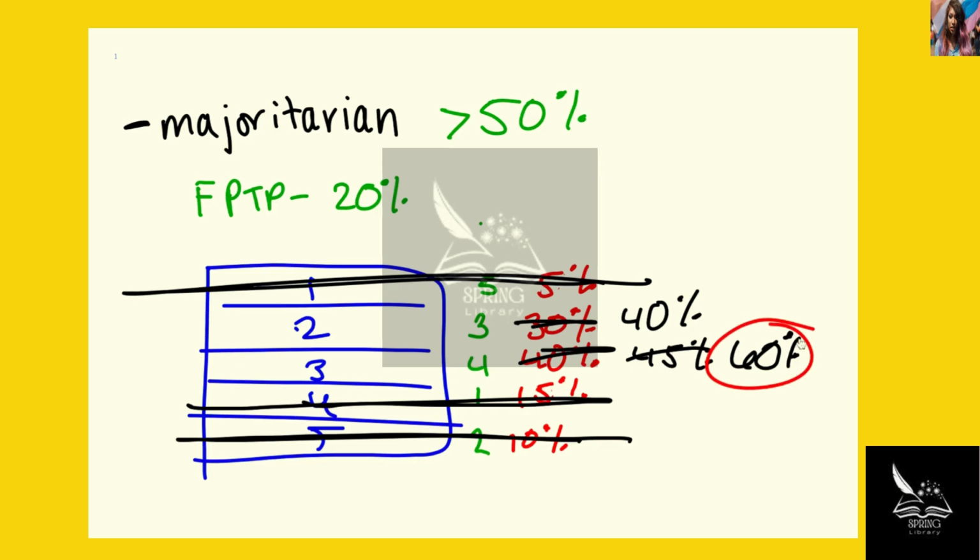So there's a bunch of options, and it basically gets filtered out in a majoritarian system.